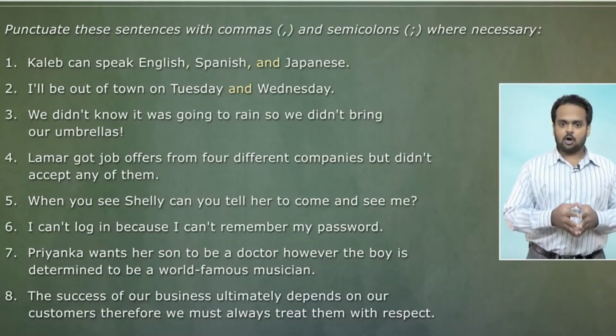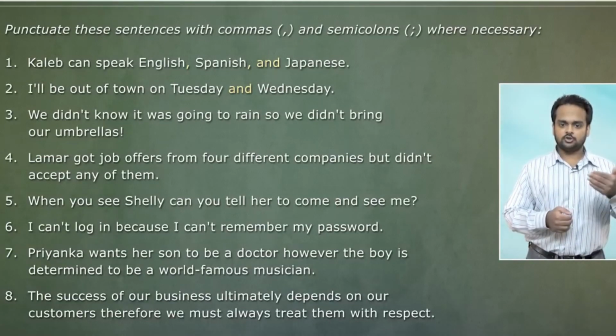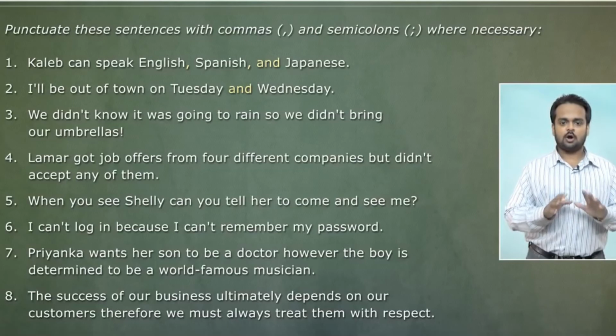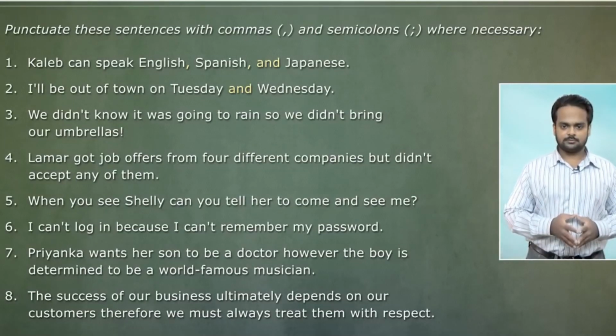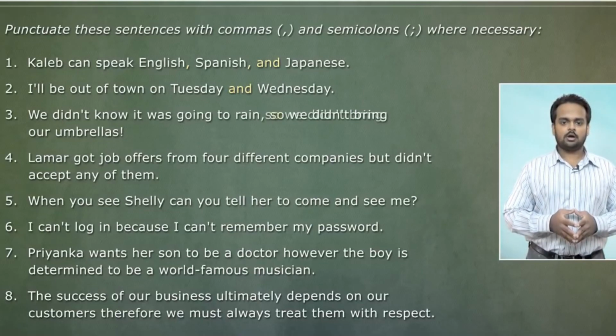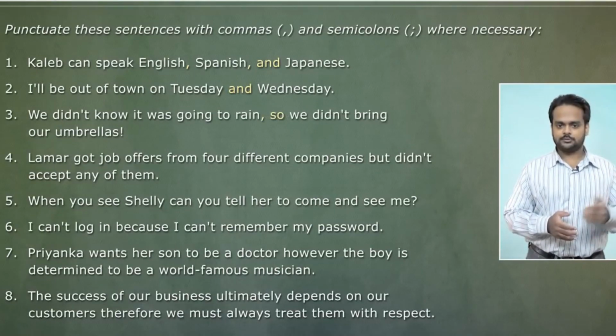In number 3, there are 2 clauses. The first is we didn't know it was going to rain. Then there's the conjunction so, and then the second clause, we didn't bring our umbrellas. Both of these clauses are independent, meaning that they can stand alone as sentences. For this reason, we put a comma after the first clause.